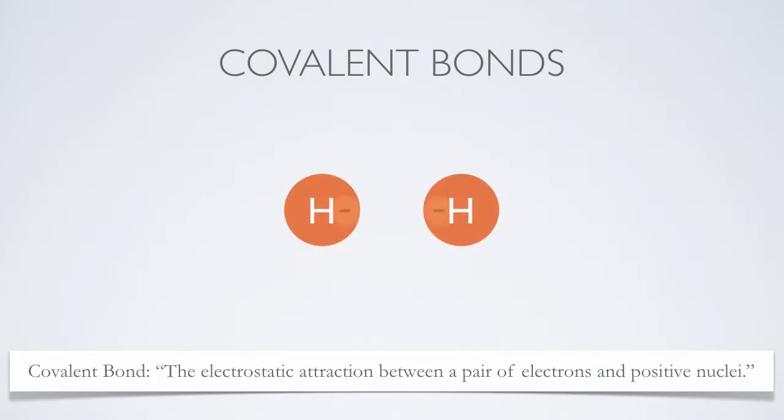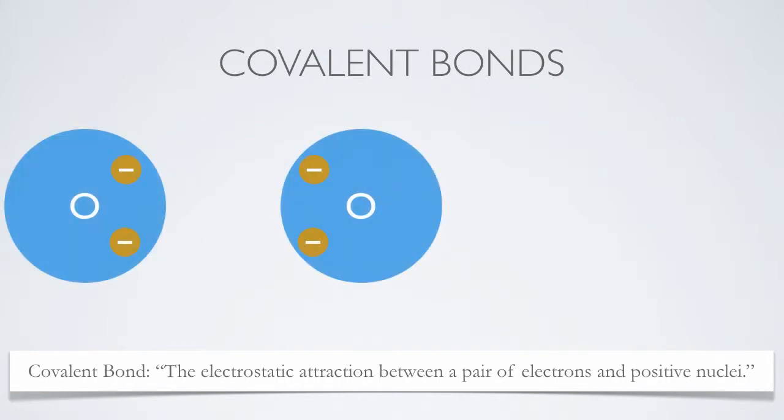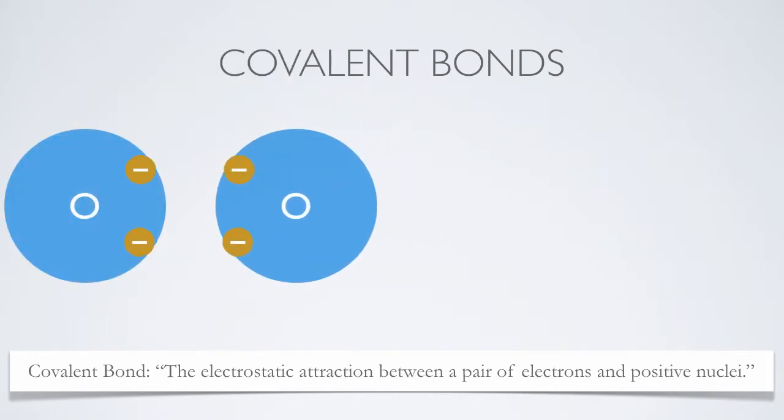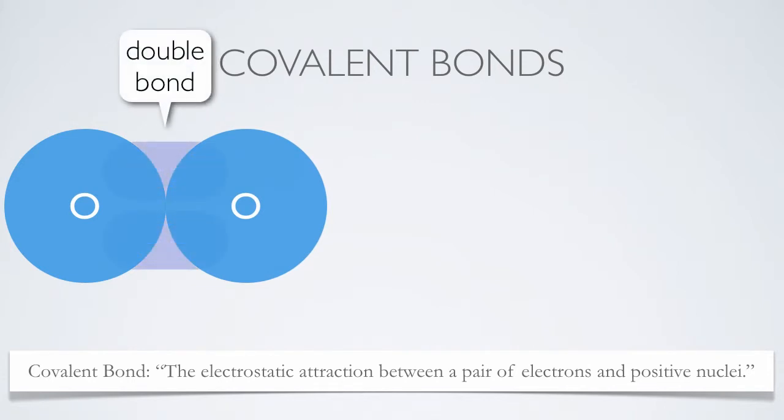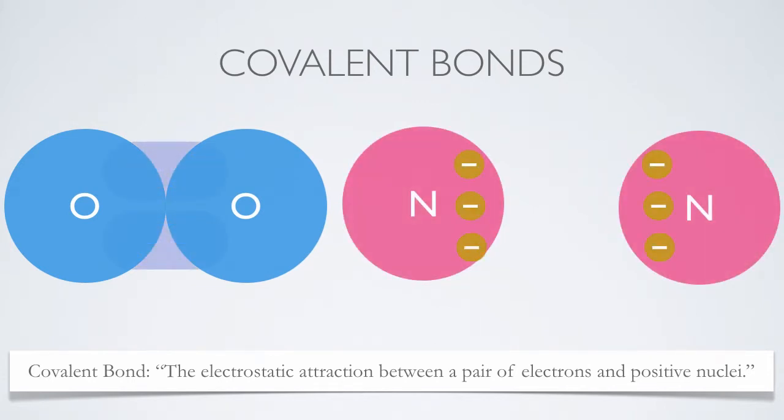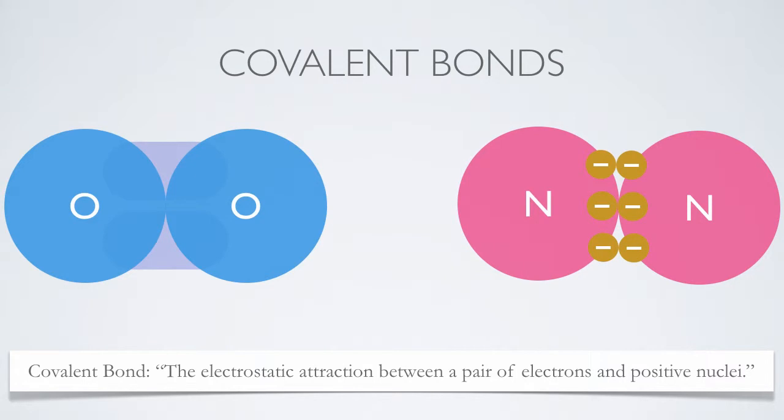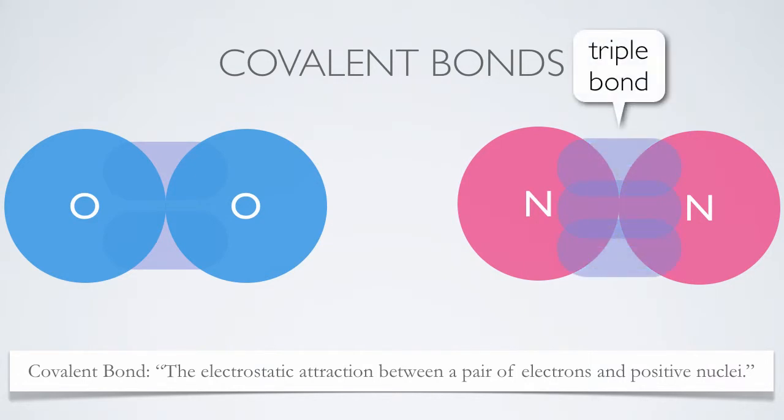They each have a valence electron, and they decide to share their valence electrons. The shared pair of electrons makes a single covalent bond. There can also be double covalent bonds, such as in oxygen gas, where there are two shared pairs of electrons, making a double bond, and nitrogen gas, which has three shared pairs of electrons, making a triple bond.